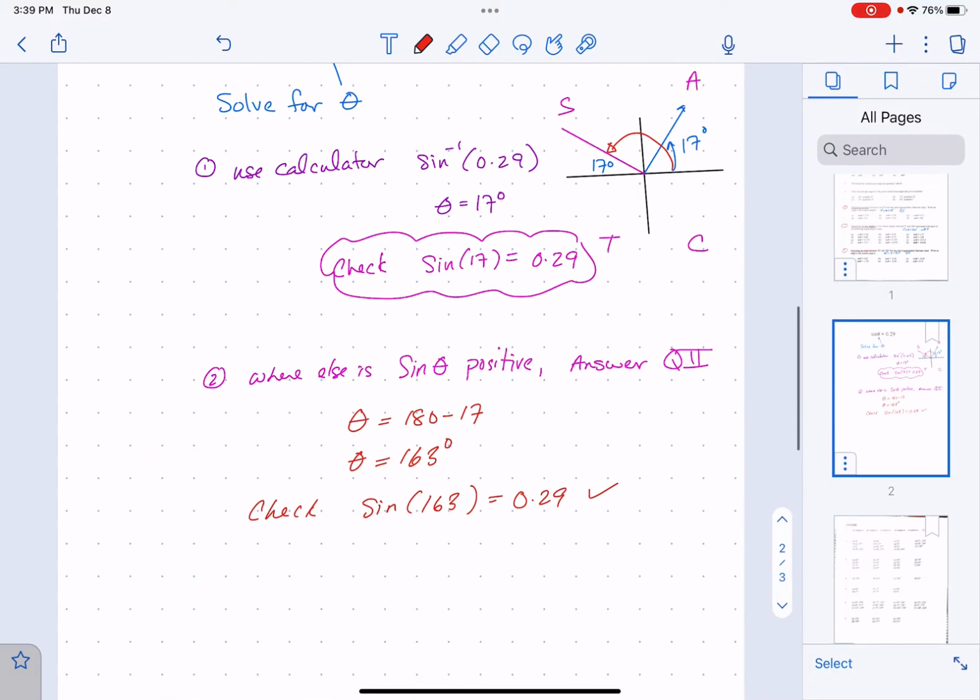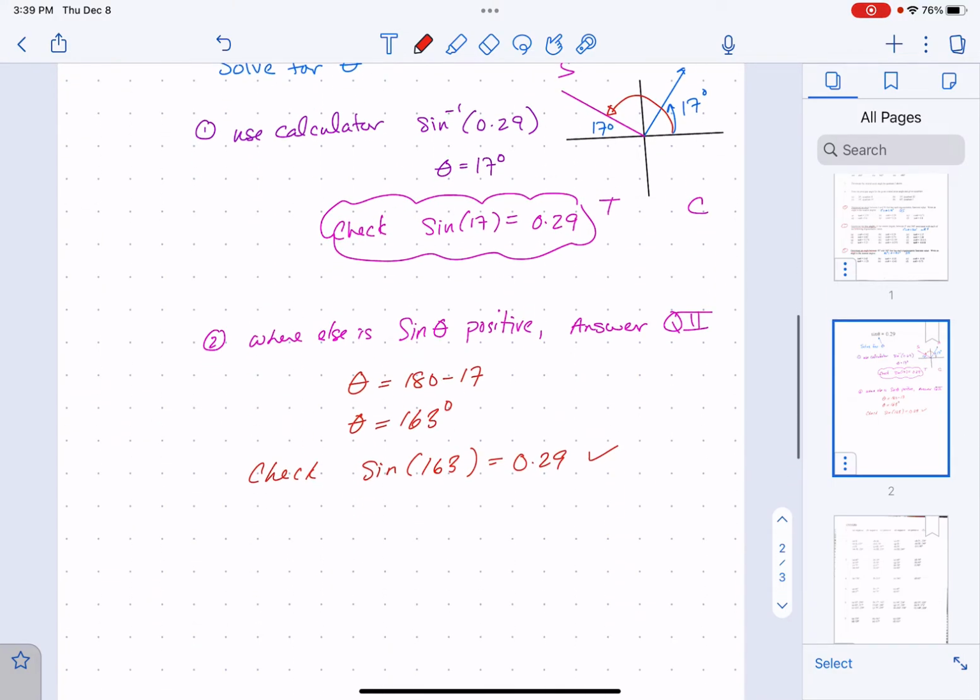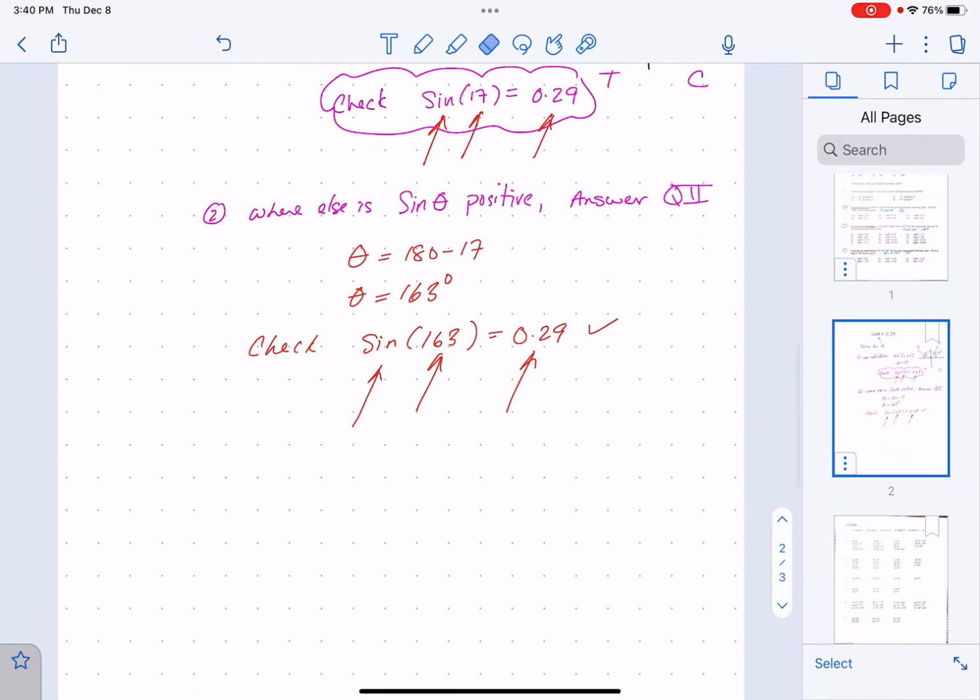So if this was question 6, and I was talking about finding all the answers on all 4 quadrants such that when I put them into sine, I get 0.29, then I would have to put in both answers. So my answers are 17 degrees and 163 degrees, if I'm going to take theta between 0 and 360 degrees on all 4 quadrants.